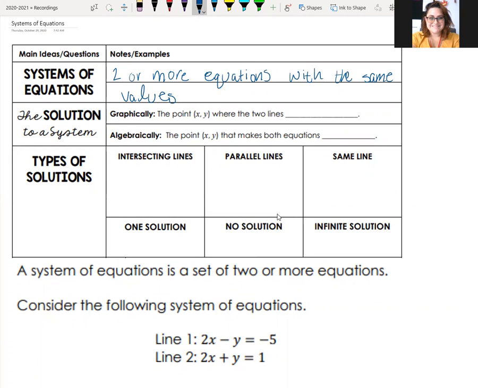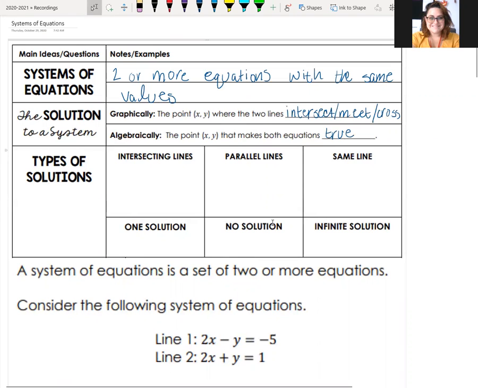When we want to find the solution, we'll typically either go algebraically or graphically. Graphically is graphing. And when we graph, it'll be where the two lines intersect, or we could say meet, or we could say cross. Algebraically would be where both equations are true at a given point.